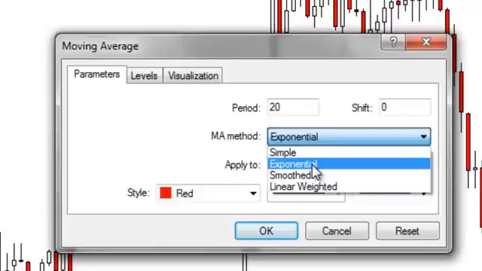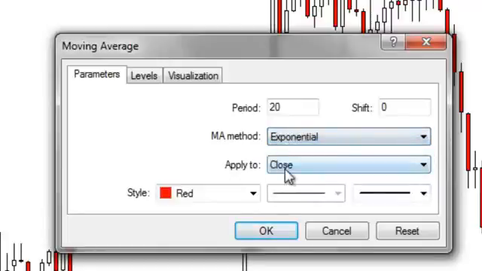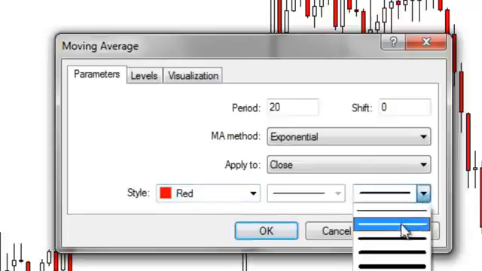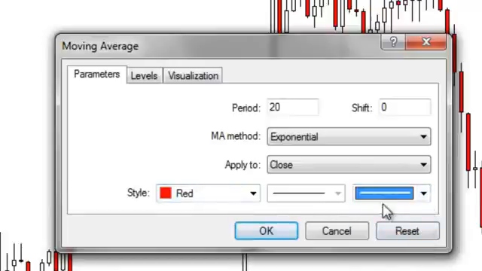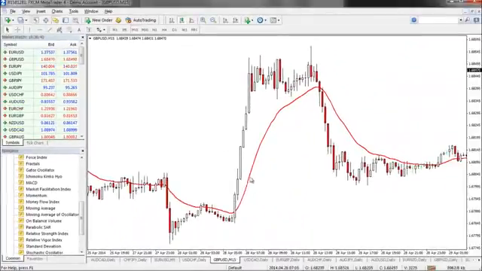So you should select this one, exponential moving average, apply to close, and style is like any color you want. I am selecting red here. Select some width here so that you can clearly see it on the chart. So again, the settings are period is 20, shift is 0, MA method is exponential, apply to close. Color you can select any color you want, and select some width so that you can clearly see it on the chart. Click OK. Okay, now the exponential moving average is placed on the chart.